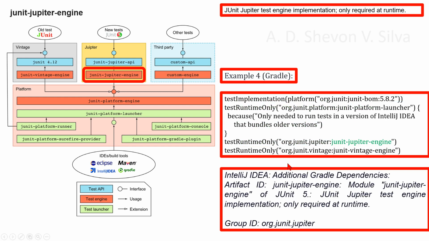Here you can see the Gradle segment for additional Gradle dependencies for IntelliJ IDEA. Here you can see artifact ID junit-jupiter-engine, module junit-jupiter-engine of JUnit 5, the JUnit Jupiter test engine implementation only required at runtime here. This is in the group ID org.junit.jupiter. You can see this one, junit-jupiter-engine.